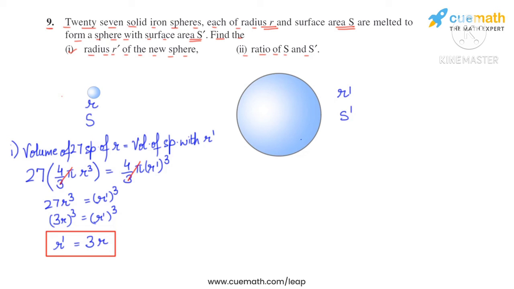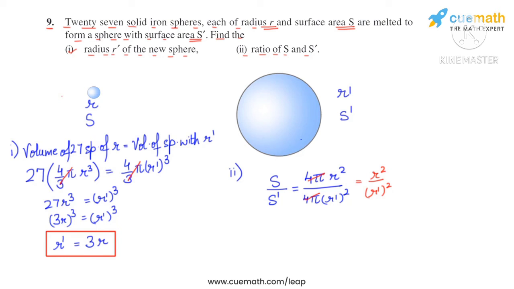Now in the second part they are asking to find the ratio of surface areas, that is S to S dash. So we'll apply the formulas only, that is S by S dash is equal to, S and S dash are the surface areas, which is 4 pi r square. It means 4 pi r square by 4 pi r dash whole square. Here also 4 pi and 4 pi gets cancelled. So we'll get r square by r dash whole square.